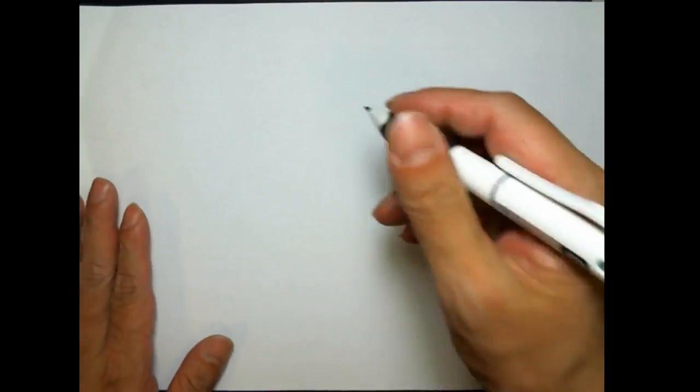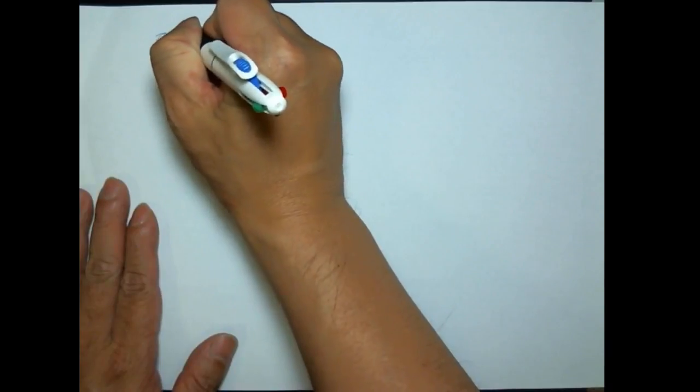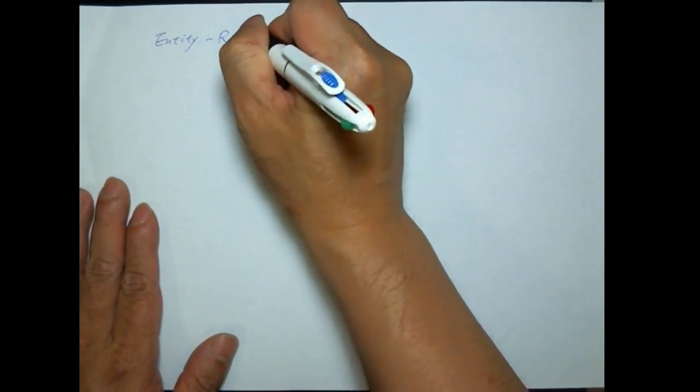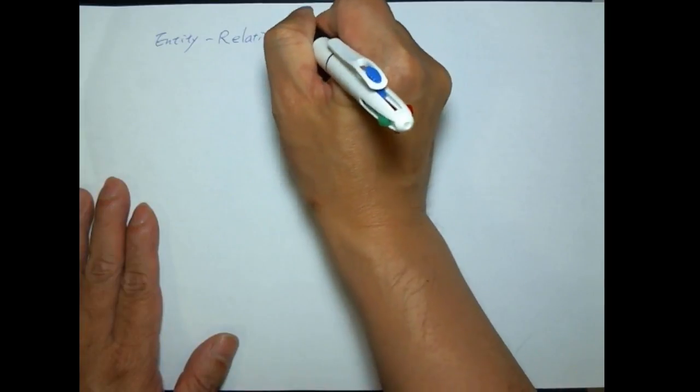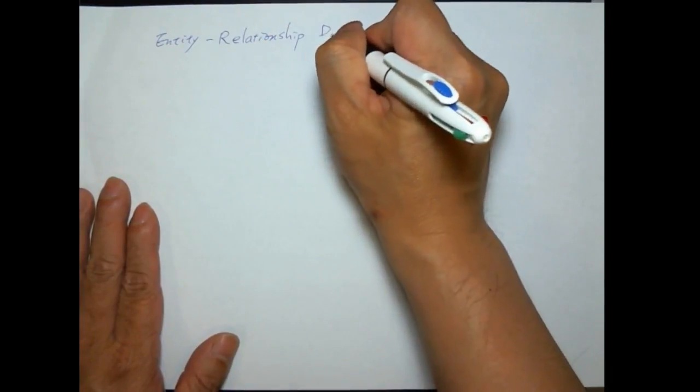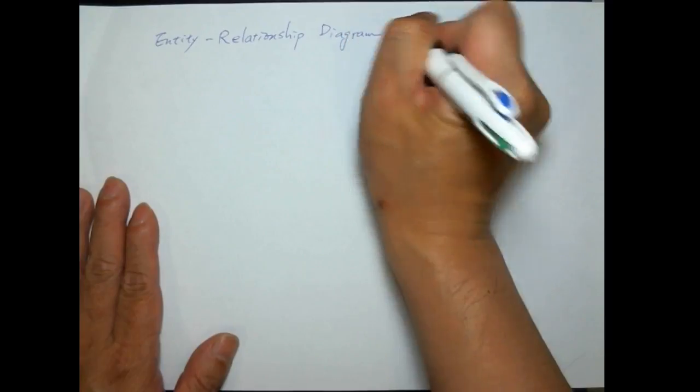Hello everyone. In this video, I would like to talk about the ERD, Entity Relationship Diagram. An Entity Relationship Diagram is a very important high-level analysis tool for designing databases. So, an entity is something that we will store in the database.